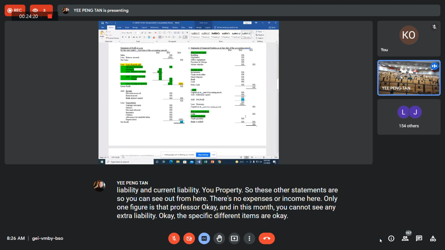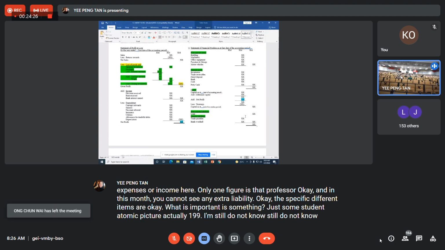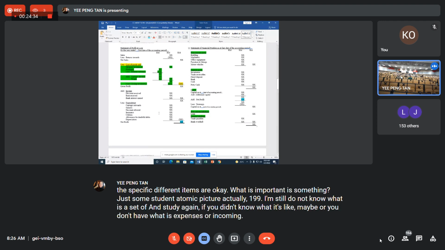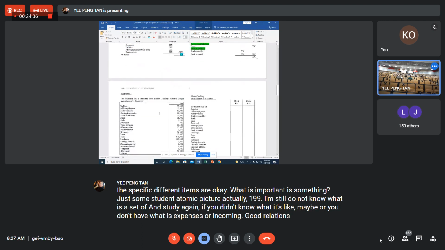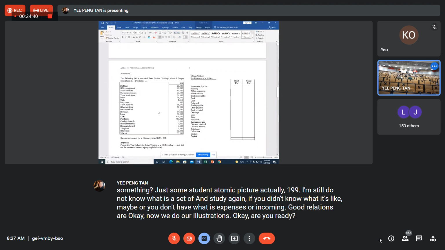Okay, what is important is some students tell me, teacher, actually until now, I still do not know what is asset at all. Then you go and study again. If you still don't know what is asset, liability, or what is expenses or income, then you have to go and do your revisions. Okay, now we do our illustrations. Are you ready? So far, any questions?